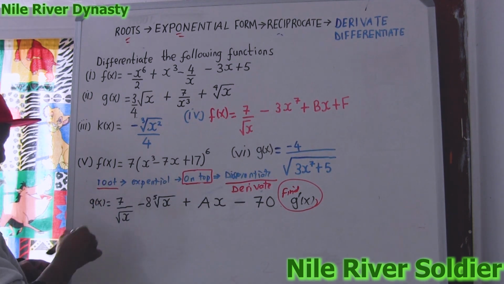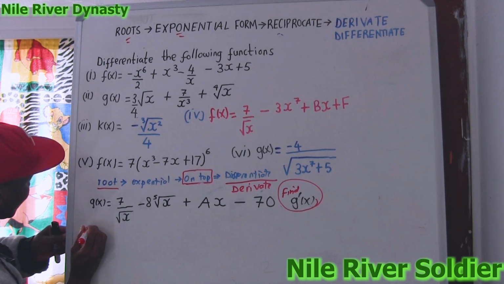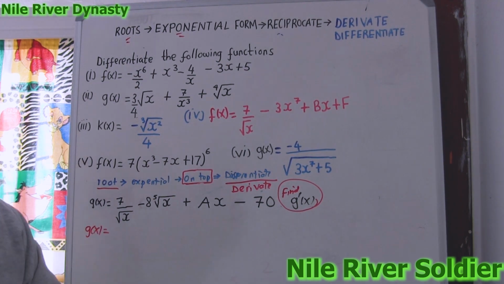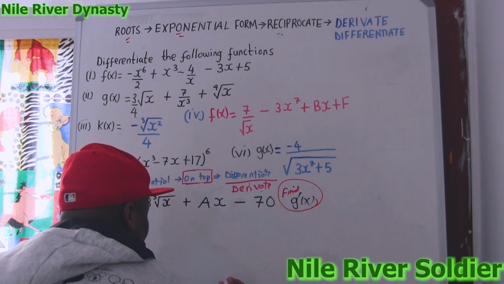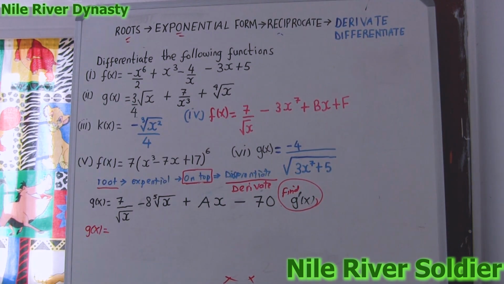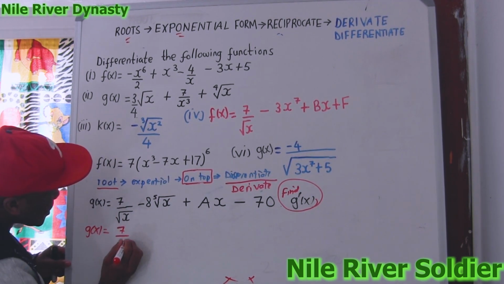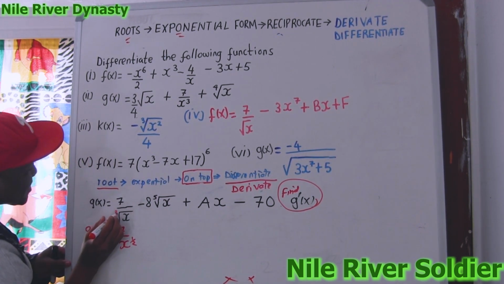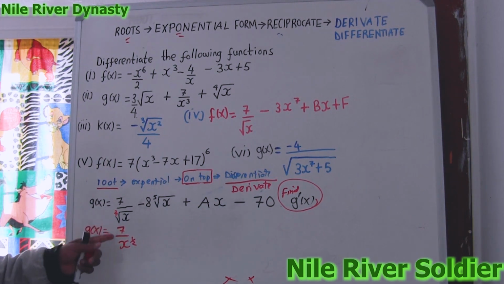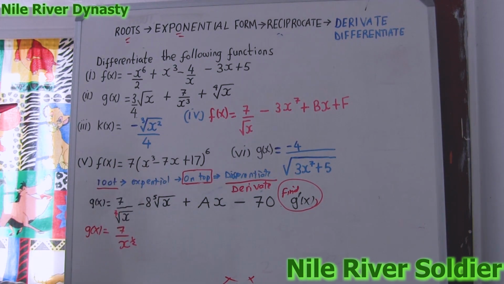Oh, so how are we going to do this? This is going to become g of x equal to... excuse me, just a minute, I want to check something here with the camera. Everything is set. Okay, perfect. So this is going to become 7, my apologies. So this is going to become x to the half. You know why? Because if there's no number, it's like 2 over 1. So you're going to write x and then flip this number, 1 over 2.